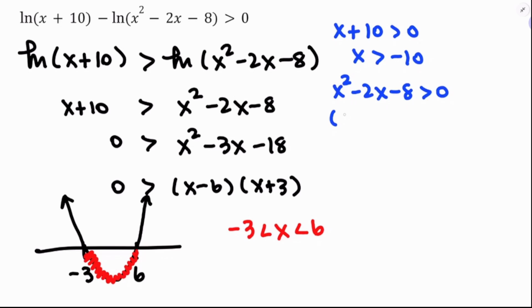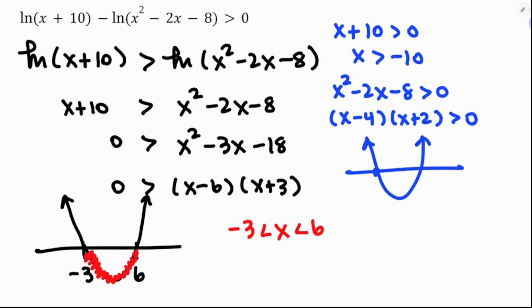I'm going to say, all right, this is going to be x squared... no, I'm factoring, that's what I'm trying to do. x minus 4 times x plus 2. All right, so I'm going to have a parabola with zeros at -2 and positive 4. I need this to be greater than 0 so that I'm not taking the log of 0 or a negative number. So I'm interested in where x is less than -2, or when x is greater than 4.